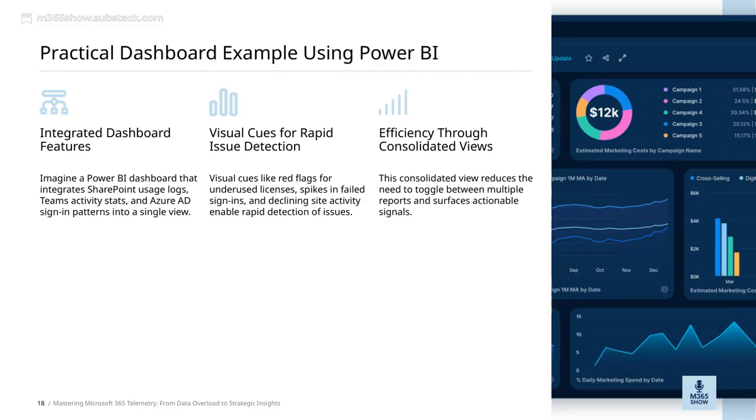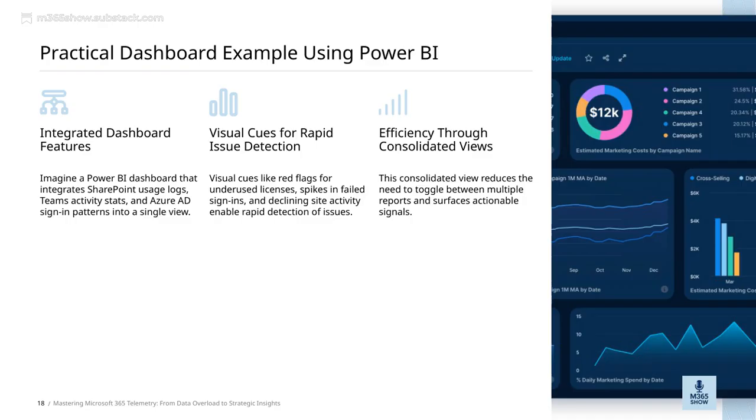The key idea here is that by creating a consolidated view, we significantly reduce the need to flip through multiple reports. Instead, everything is in one place, making it easier to spot important signals that need our attention. This approach enhances efficiency because it surfaces actionable insights quickly. For example, visual cues like red flags can indicate underused licenses, sudden spikes in failed sign-ins, or declining site activity. These indicators help us rapidly detect issues before they escalate.